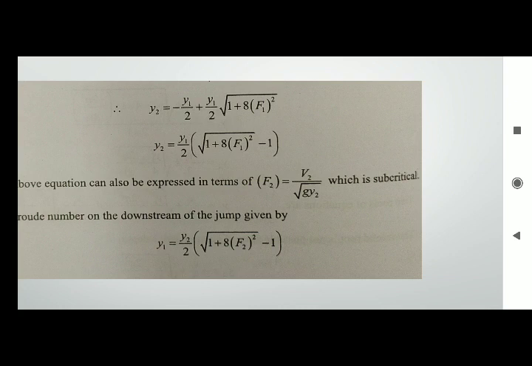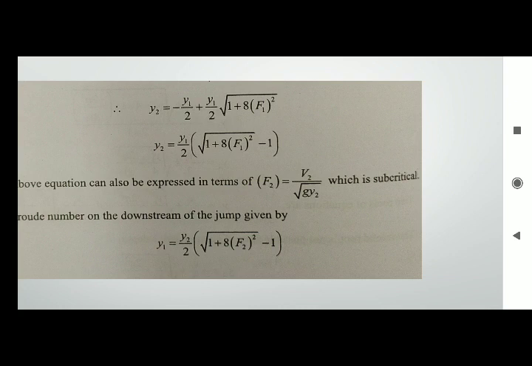Otherwise, we can write this equation in a different form: y1 is equal to y2 by 2 into root of 1 plus 8 F2 square minus 1. By using this second equation, if I know y2 and F2, then I will calculate y1. Or if I know F1 and y1, then I calculate y2.